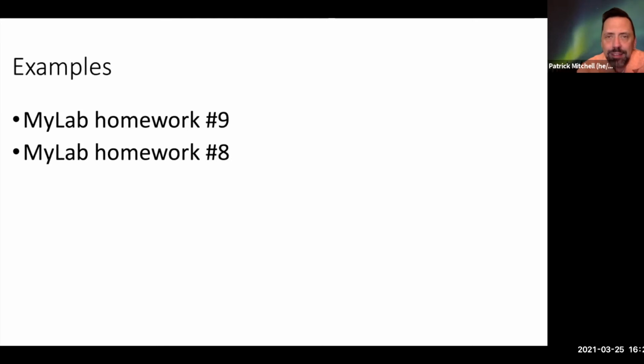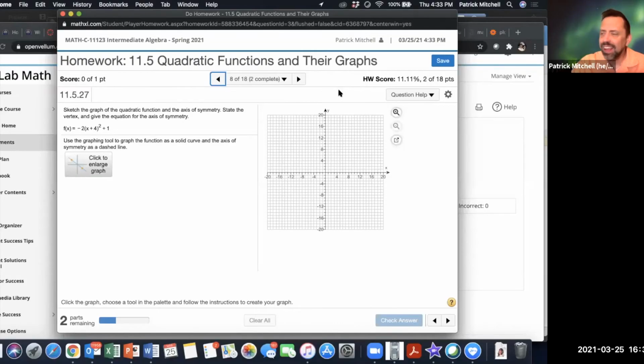All right, so let's look at these two examples in MyLab. The last two examples are going to be problems 8 and 9 from the homework, starting with number 8. Same directions as before, and this time the function is f of x equals -2 times x plus 4 squared plus 1.